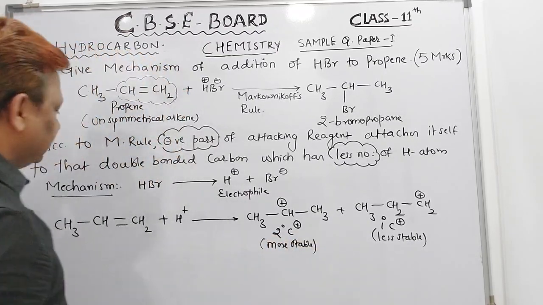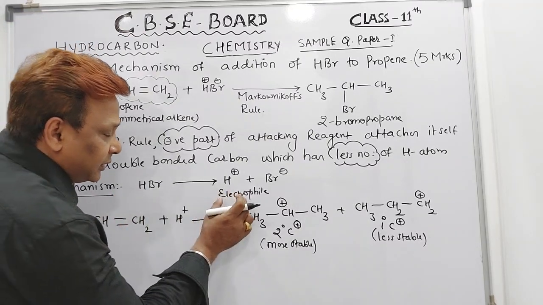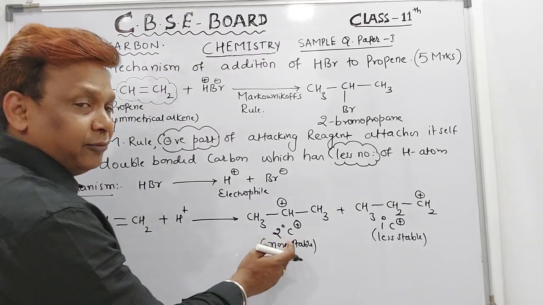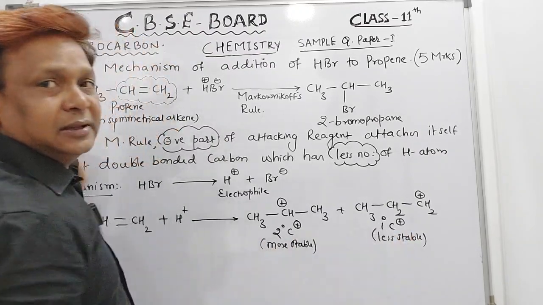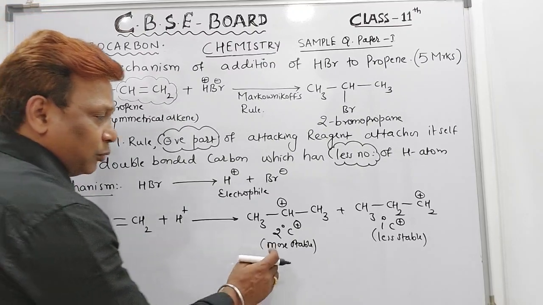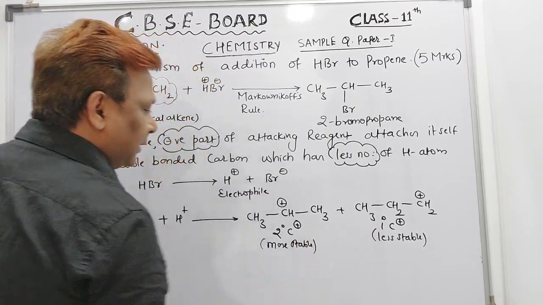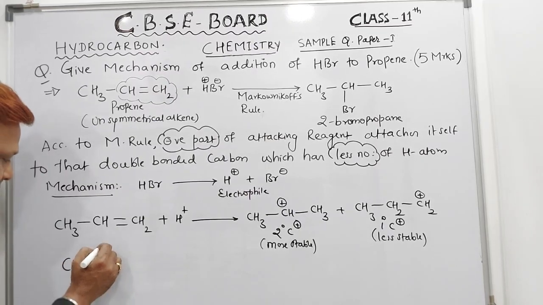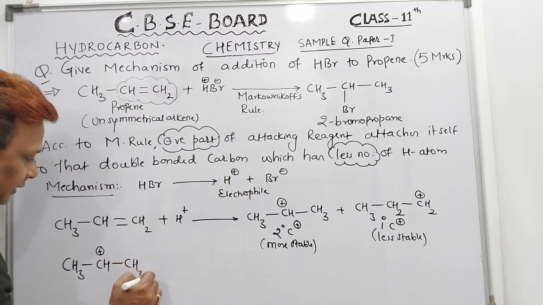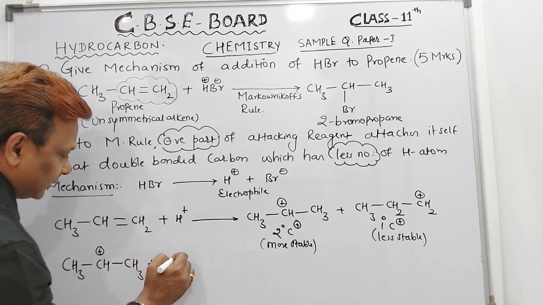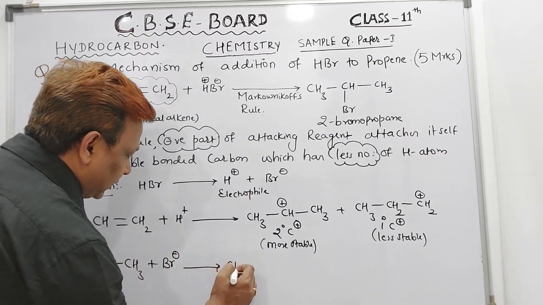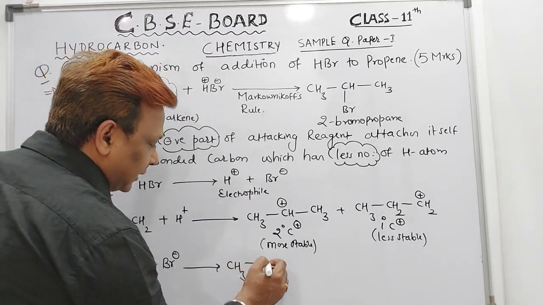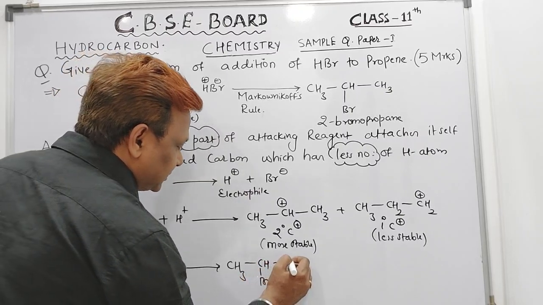Right beta? So in the mechanism, HBr produces an electrophile. The electrophile attacks the unsymmetrical alkene and forms a more stable carbocation and a less stable carbocation. This more stable carbocation which is formed here is now attacked by the halide ion, that is Br minus, and see beta, Br minus will attack the middle carbon and I will get CH3, CH, Br and CH3.